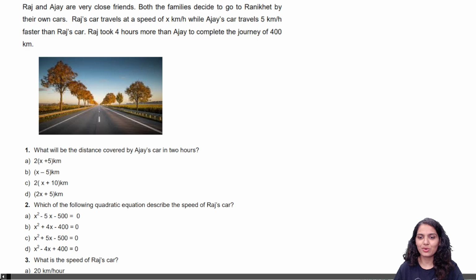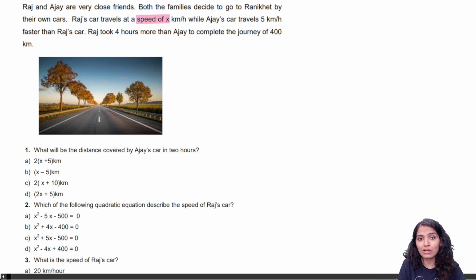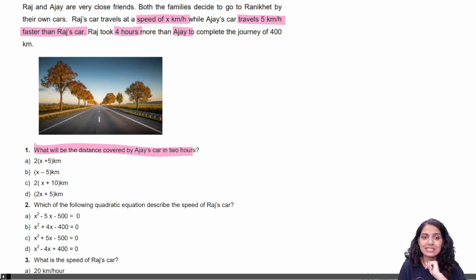Okay, so the first question here is that Raj and Ajay are very close friends, and both the families decide to go to Ranikhet by their own cars. Now Raj's car travels at a speed of X kilometers per hour while Ajay's car travels 5 kilometers per hour faster than Raj's, right? And Raj took 4 hours more than Ajay to complete the same journey, that is 400 kilometers. And the first question is, what will be the distance covered by Ajay's car in 2 hours?